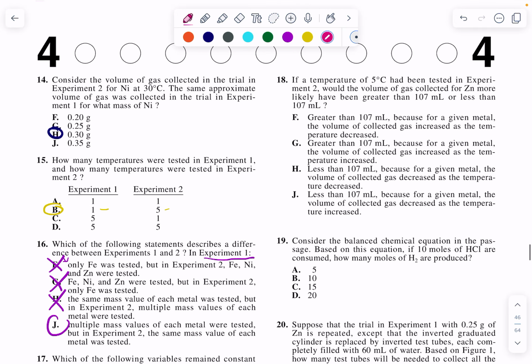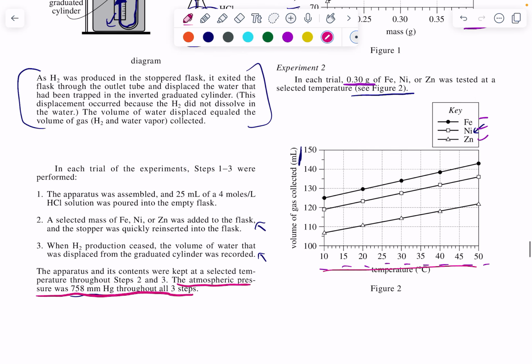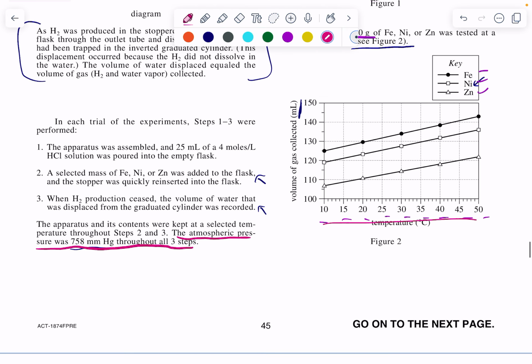Okay, let's come up to 18. If a temperature of 5 degrees Celsius had been tested in experiment 2, would the volume of gas collected for zinc more likely have been greater than 107 milliliters or less than 107 milliliters? Ooh, okay. So let's take a look. Experiment 2 is testing different temperatures. Here, I'll erase this so we can see things better. Okay, and 5 degrees Celsius is off the chart.